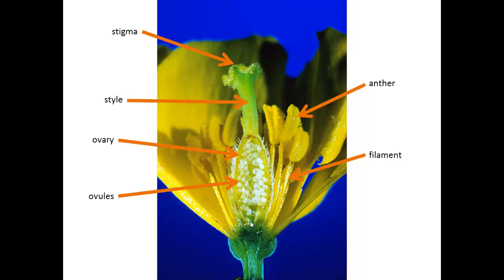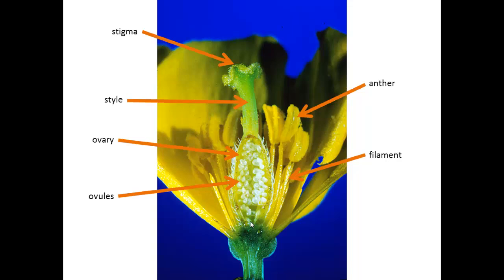Supporting the stigma is the style. Just as a stile will support you if you go for a country walk and you need to climb over a fence, you may find a stile in that fence. Then below that is the ovary, and the ovary contains the ovules. The ovules are the female gametes, and each one of them contains an ovum or egg.